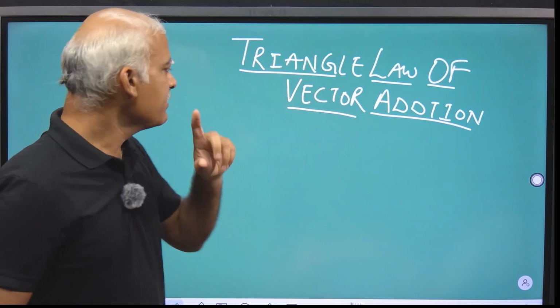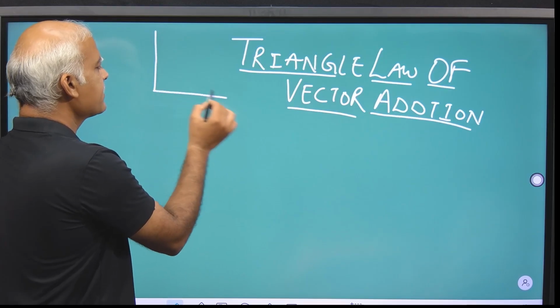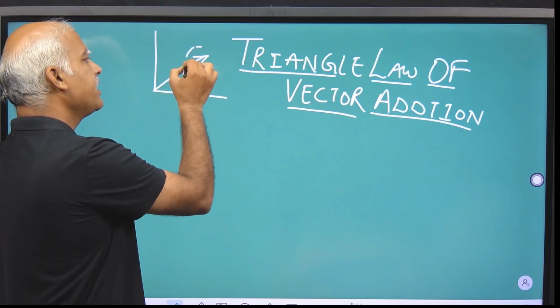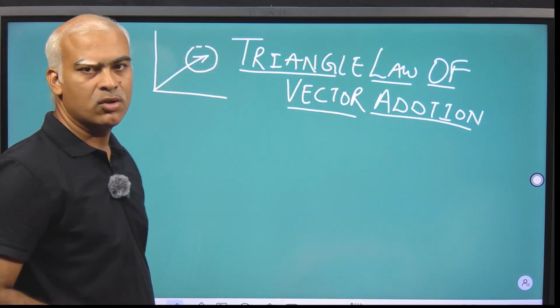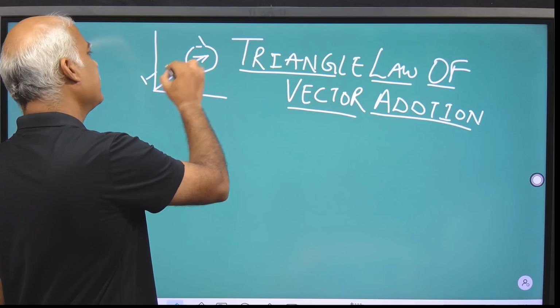So first of all, we must know how a vector is represented. A vector can graphically be represented in the form of an arrow. The arrow is basically giving you the direction of that particular physical quantity, and the length of the arrow is representing the magnitude of it.